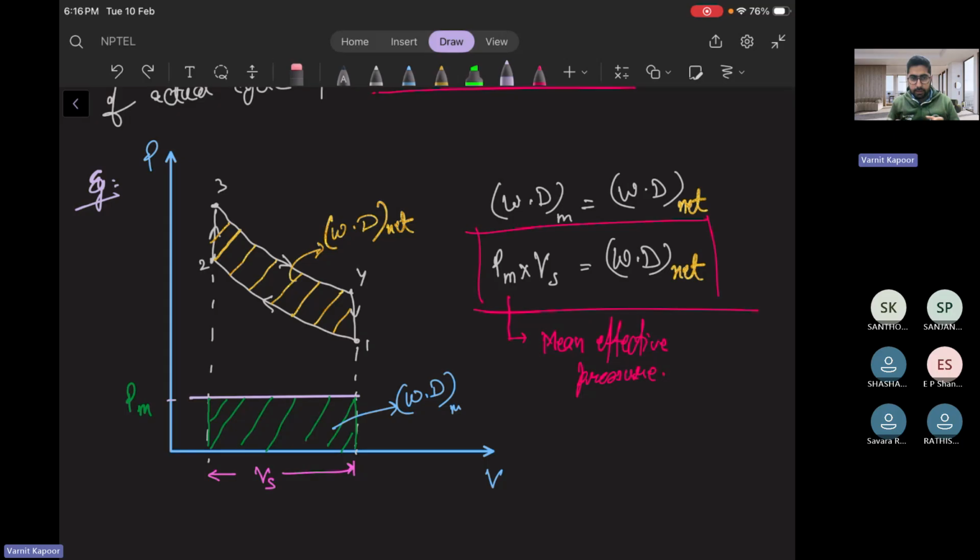When we are comparing two different engines, suppose one engine has a mean effective pressure of 10 bars, I'm just taking an example, and another engine has a mean effective pressure of 15 bars for the same volume change. Which engine is more powerful? Which engine will be more powerful? Can anyone tell me?